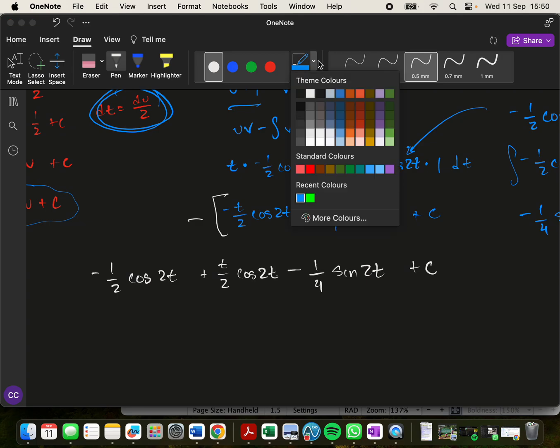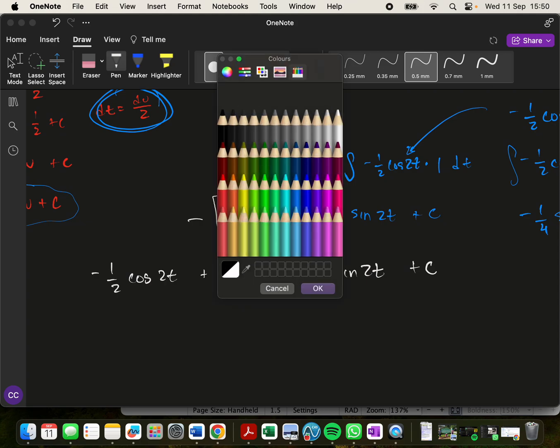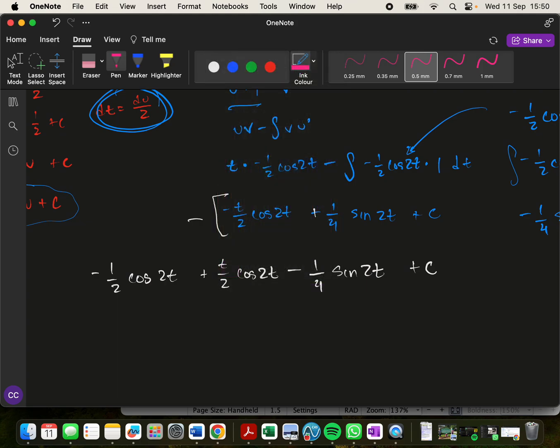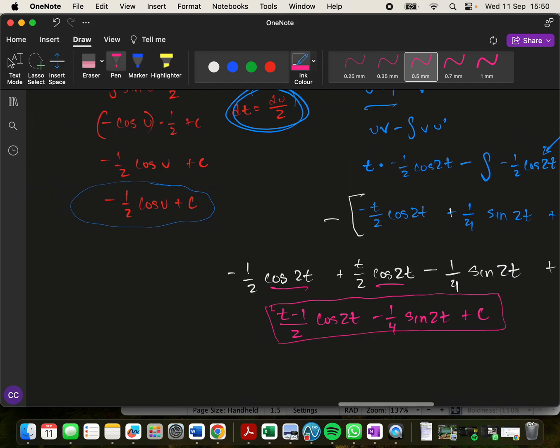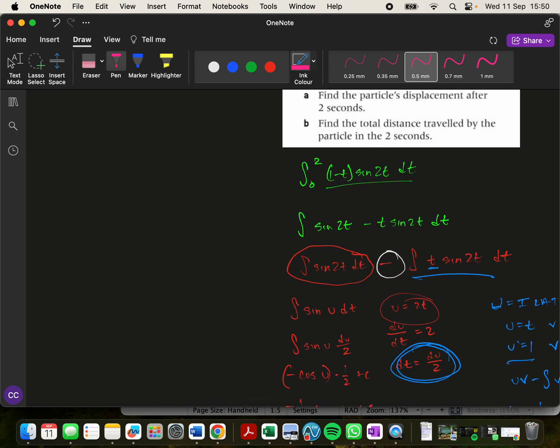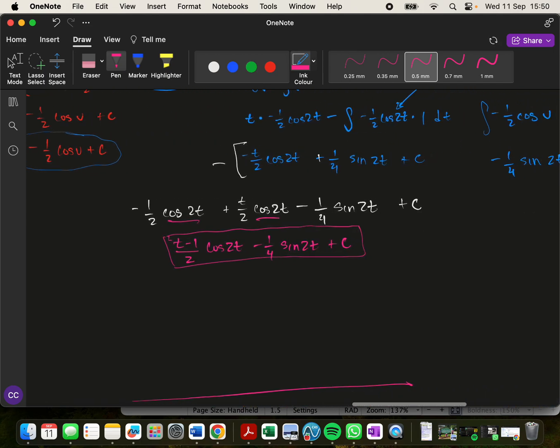Now if I wanted to, because I don't know, I'm a glutton for punishment, I guess I could combine these two. Because those are both the same, I could do (t minus 1) over 2 cosine 2t minus 1/4 sine of 2t plus c, and that would give me that antiderivative, which I could then use to answer the question, which is the displacement after 2 seconds.